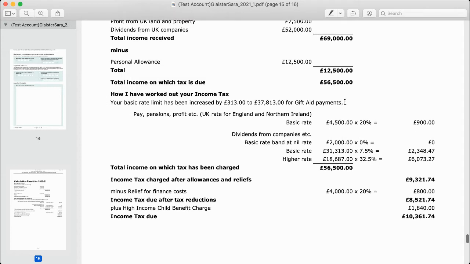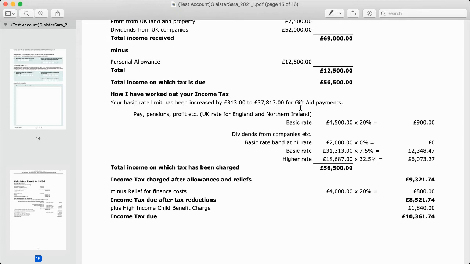Just underneath there, if you have any tax reliefs to include, such as gift aid payments on charitable donations or personal pension contributions, then there'll be a sentence here to let you know that your basic rate limit has been increased by the amount of the donations or personal pension contributions. So more of your income is taxed in the basic rate rather than the higher rate. So that's a benefit.